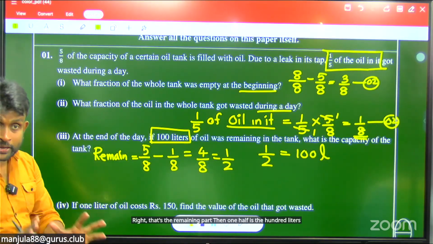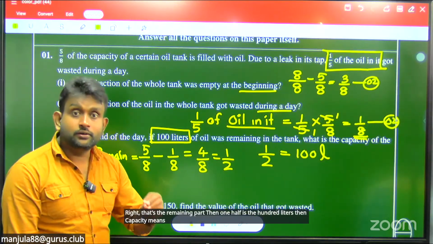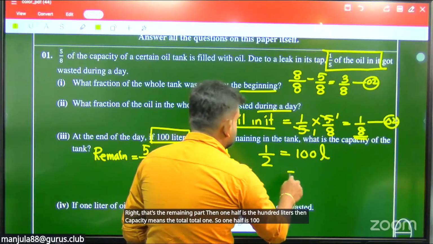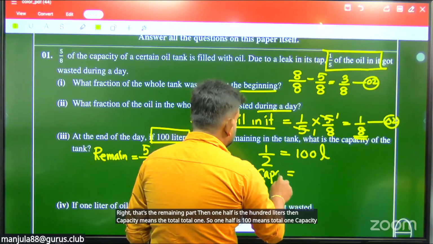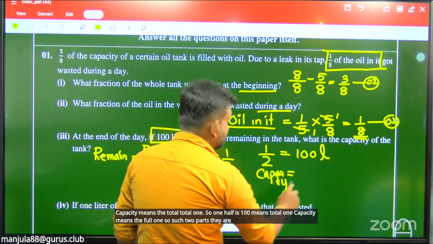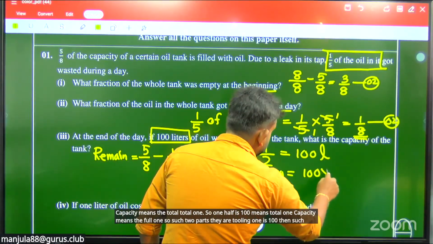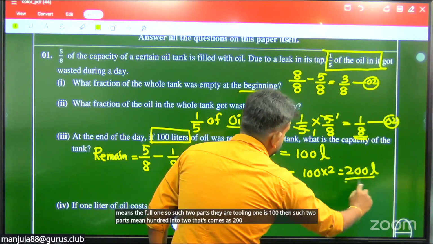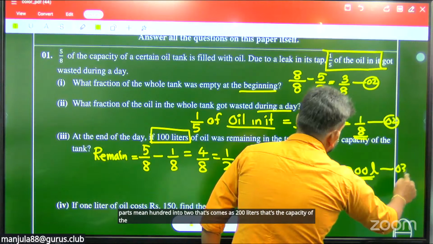Then capacity means the total one. So 1/2 is 100, so the total one, capacity means the full one. So such two parts they are. One half is 100, then such two parts means 100 into 2. That comes as 200 liters. That's the capacity of the tank. You have 3 marks there.